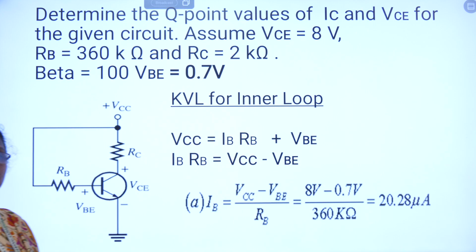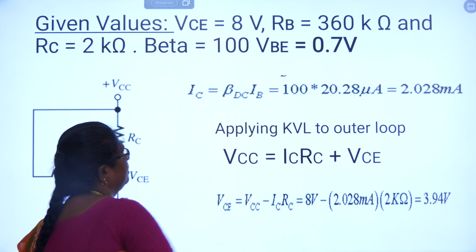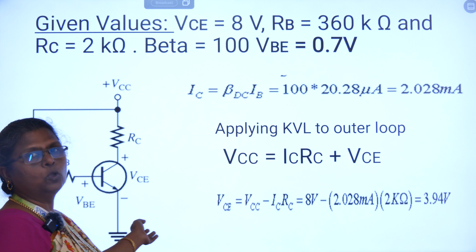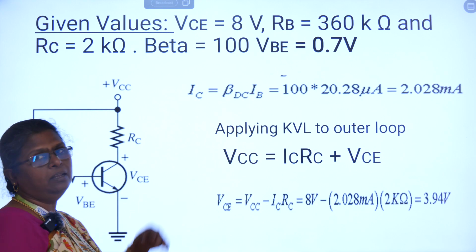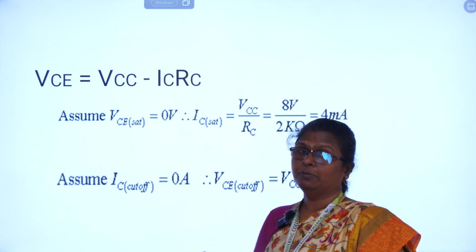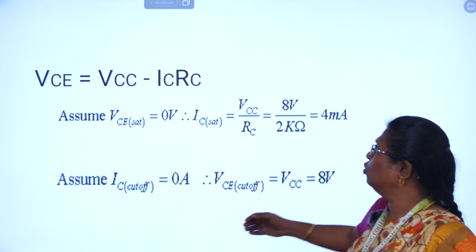It is 3.94 volts. So we have determined IB, and from IB we have determined IC, and also by applying the KVL to the outer loop we have determined VCE. So next, what is the main objective? The main objective is to determine the Q point. So let us determine the Q point.